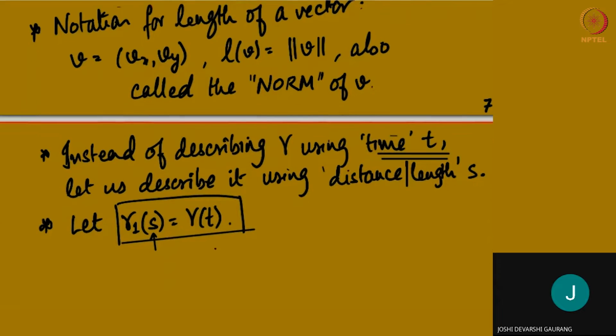So this is a new description of the same curve, right? Because I'm saying that the curve has not changed. The positions are the same. It's just that instead of describing it with respect to time, it is now described with respect to the distance it has traveled. So if I make this change, what is the speed of the particle which is described using the distance parameter?